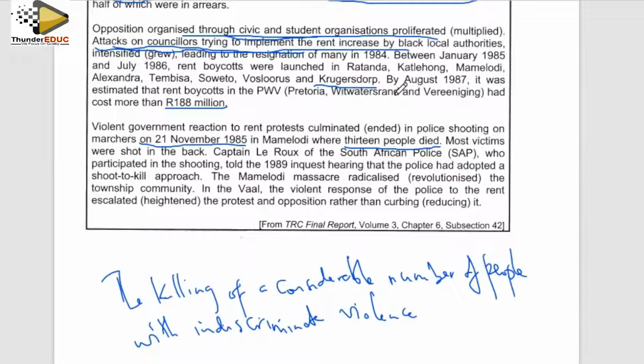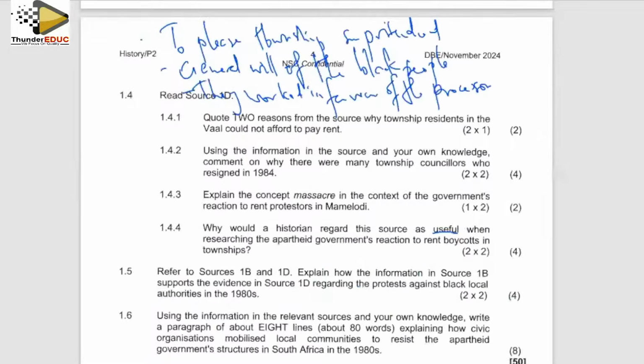Right, so you just have to figure out two similarities there. You give two different responses, which show how those two sources support each other. Right, going on to the next question.